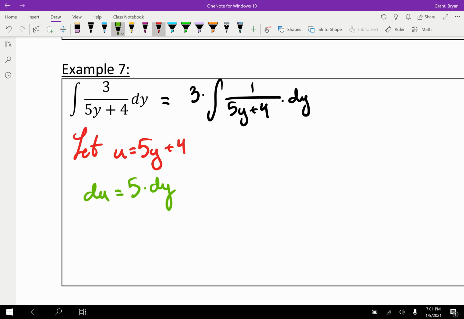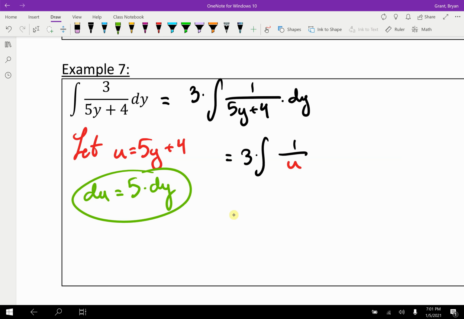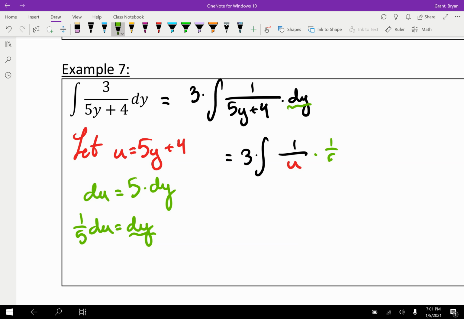Checking our problem, we can certainly replace 5y plus 4 with u, but I don't have dy isolated. I can't replace dy with all of this because I don't have what dy is equal to. We can, though, multiply both sides by 1/5. And now this tells us if you see dy, you can replace it with 1/5 du. Let's bring that 1/5 out to hang with the 3 out front. And then we get 1 over u du.